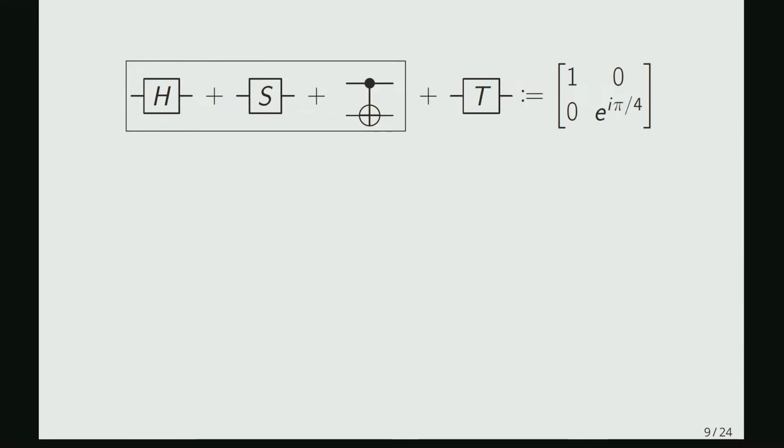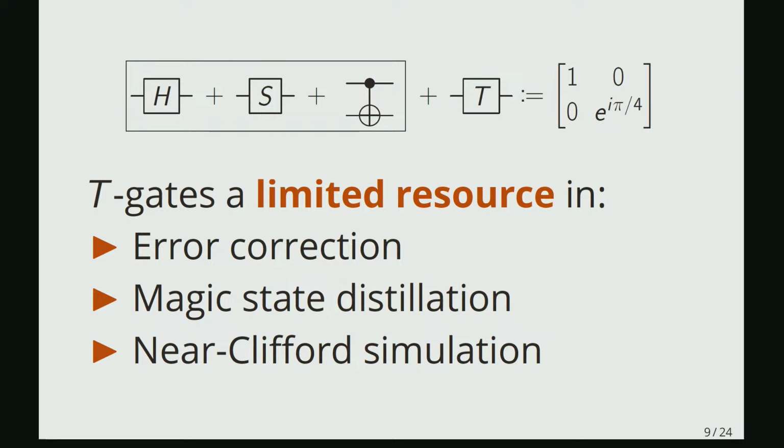And one thing that has cropped up again and again in quantum information in regard to these Clifford+T gate sets is that there are a variety of different quantum algorithms and protocols in which the Clifford gates are cheap, and it is the non-Clifford gates that are the limited resource that you really want to minimize.